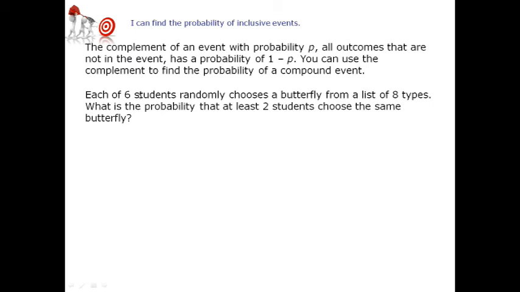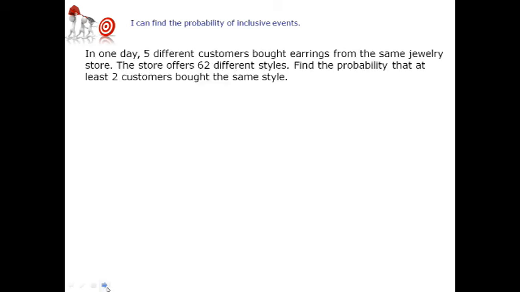Okay, the complement of an event with probability p, all outcomes that are not in the event, has a probability of 1 minus p. You can use the complement to find the probability of a compound event. Each of 6 students randomly chooses a butterfly from a list of 8 types. What is the probability that at least 2 students choose the same butterfly? Well, the probability that at least 2 students choose the same is 1 minus the probability that they all choose different.